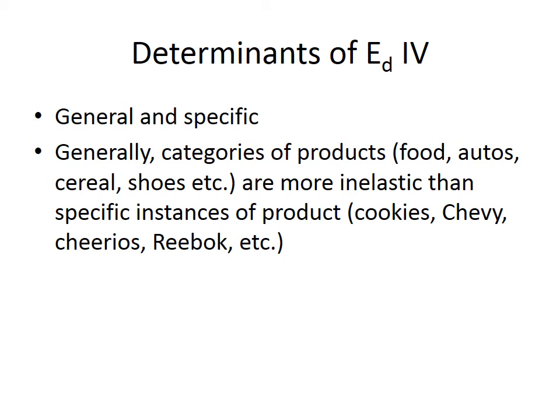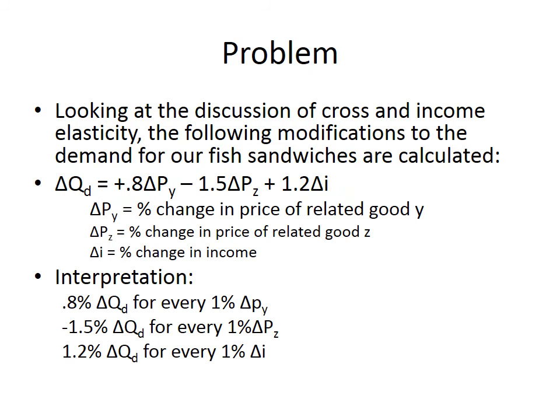With cereal, if Cheerios raises its price, I'll just go eat cornflakes. If cornflakes raises its price, I'll eat Rice Krispies. If Rice Krispies raises its price, you've got a lot of substitutes within that. So the more substitutes there are, that's why general and specific is the way it is. Now let's work out a problem. Let's go.